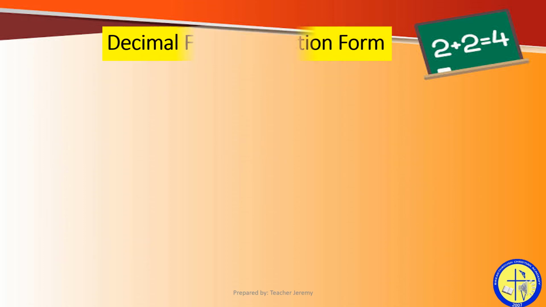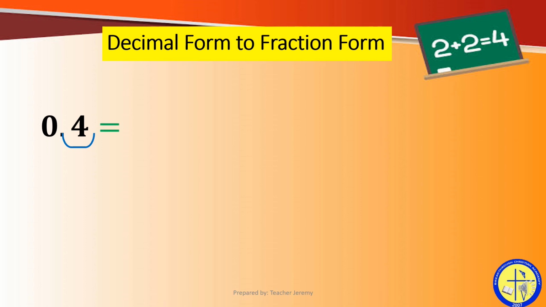Alright, so let's now proceed to decimal form to fraction form. If we're going to convert decimal form to fraction form, just follow this. For example, 0.4. Just move the decimal point to the right. So you just move the decimal point once. Meaning to say this is in the 10th place. Therefore, your denominator is 10. And then copy the whole number, that is 4. 4 over 10 can be simplified to 2 over 5. So 0.4 is equal to 2 over 5.